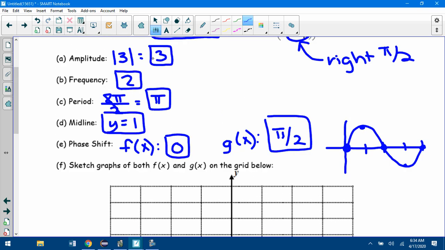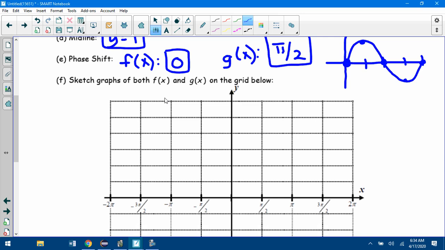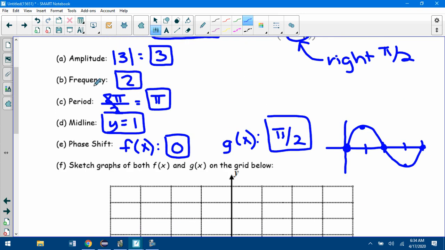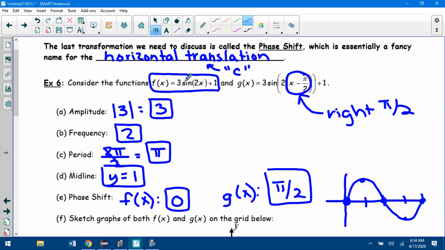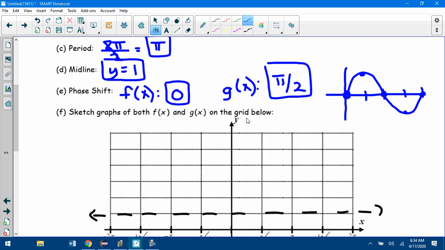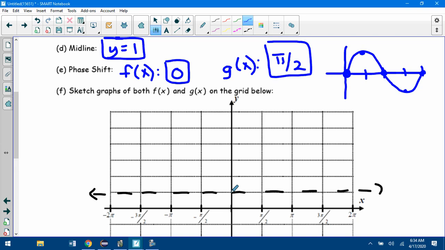So graph one cycle. One cycle goes from 0 to pi. So the midline is 1. So I'm going to do that in black. Here's the midline. The equation is 3 sine of 2x plus 1. So I just took care of the plus 1. I need to go up 3. But since it's sine, it starts on the midline.